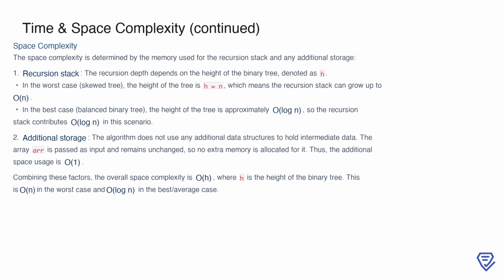Additionally, this algorithm does not use any extra data structures to hold intermediate results. The input array ARR remains unchanged and does not require additional memory allocation. As a result, the additional space usage is O(1). When we combine these factors, the overall space complexity is O(h), where h is the height of the binary tree. This evaluates to O(n) in the worst case and O(log n) in the best and average cases.